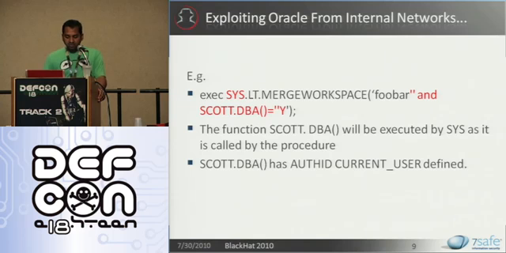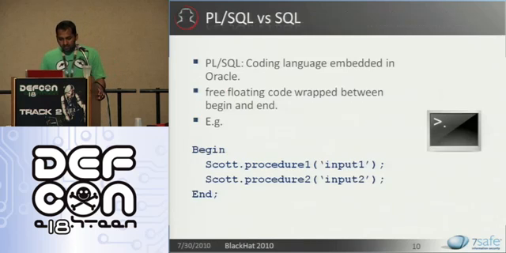So it is important to know that scott.dba must have AUTHID CURRENT_USER defined. If you don't define this in your function, then again scott.dba will be executed with Scott's privileges, which you probably don't want. Okay, so that was hacking Oracle from networks, which has very well been documented.